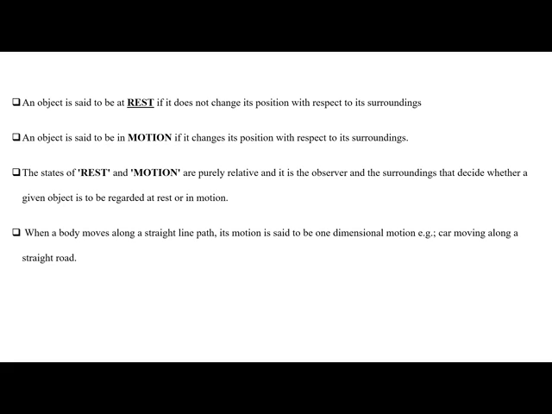So there is only one direction, one side. So that is called motion in one dimension. Now let us see what is motion in two dimensions. If a body moves along a curved path, so if you see there is a curve, and if a car is taking a curve, we can say that it is two-dimensional motion.